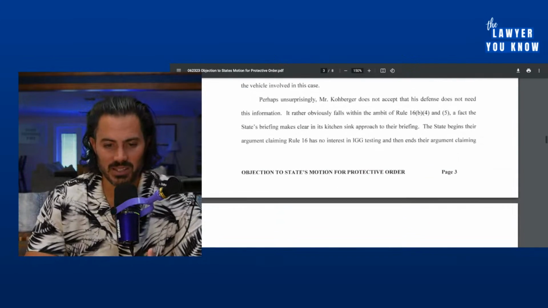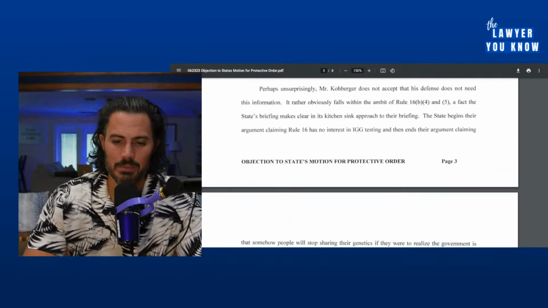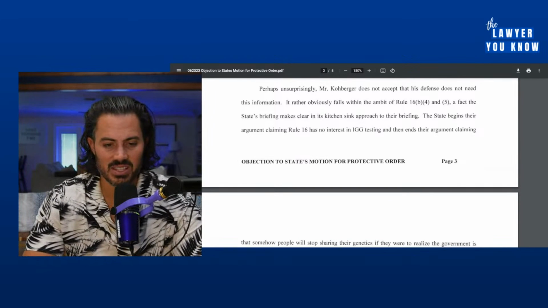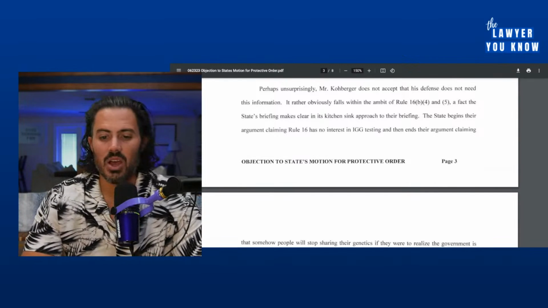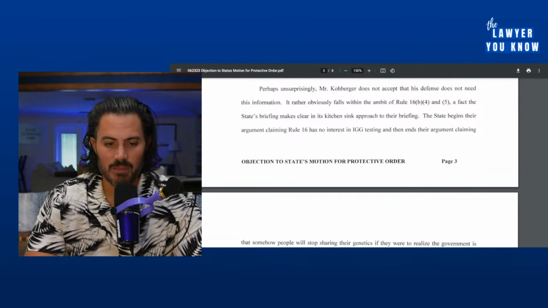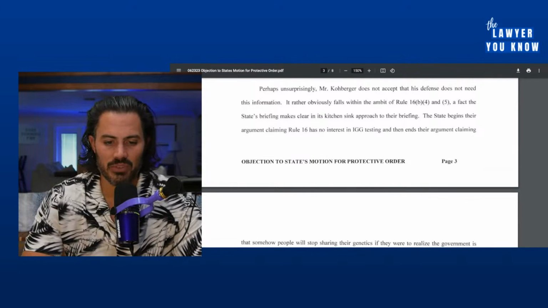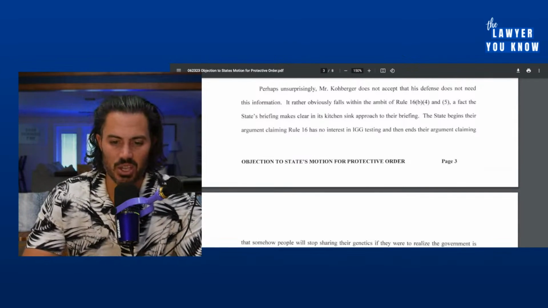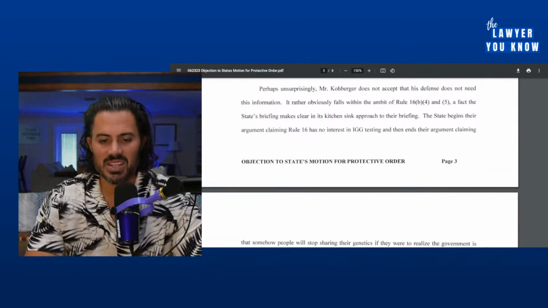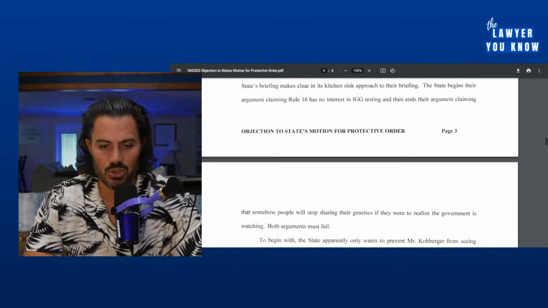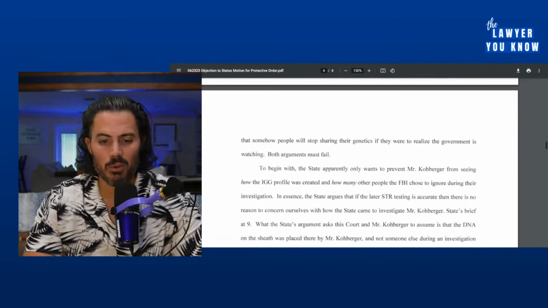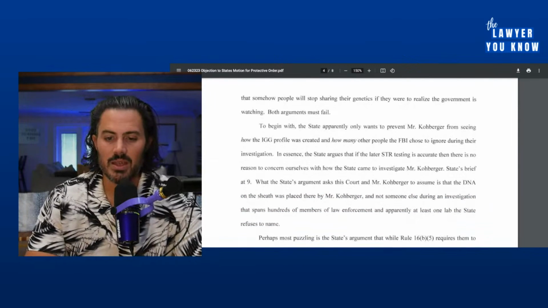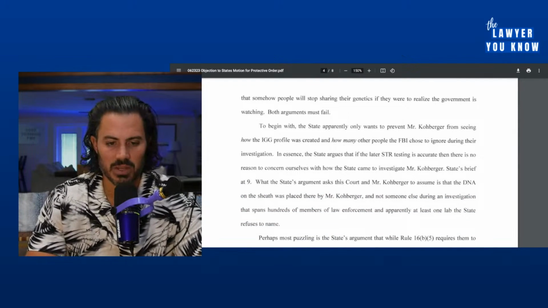Perhaps unsurprisingly, Mr. Kohberger does not accept that his defense does not need this information. It rather obviously falls within the ambit of Rule 16(b)(4) and (5), a fact the state's briefing makes clear in its kitchen sink approach to their briefing. The state begins their argument claiming Rule 16 has no interest in IgG testing, and then ends their argument claiming that somehow people will stop sharing their genetics if they were to realize the government is watching.